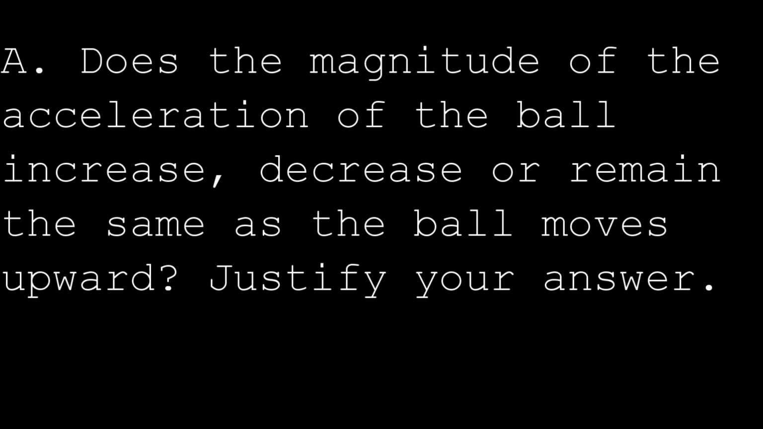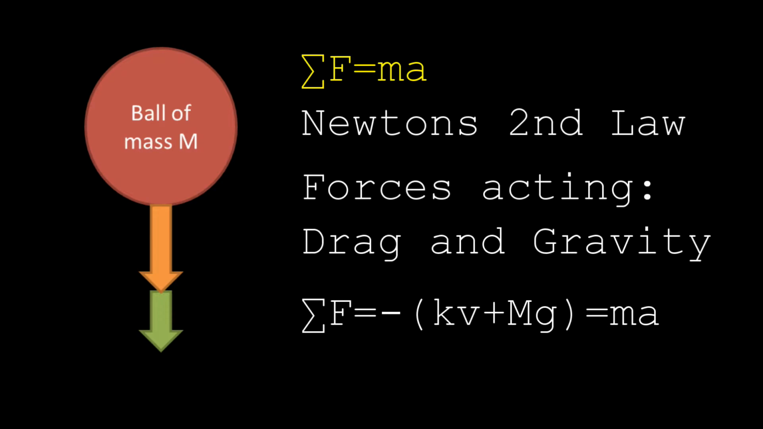Part A asks, does the magnitude of the acceleration of the ball increase, decrease, or remain the same as the ball moves upward? And we have to justify our answer. So we are going to take the system that we just drew, and we know that the sum of the forces, or F net, which will be used later, equals ma, which is mass times acceleration. This is Newton's second law.